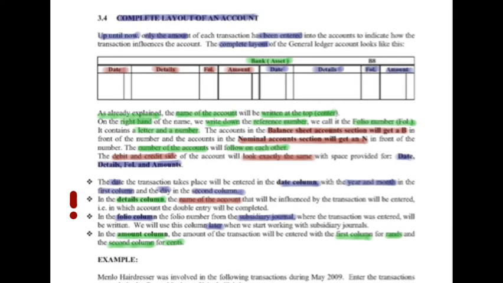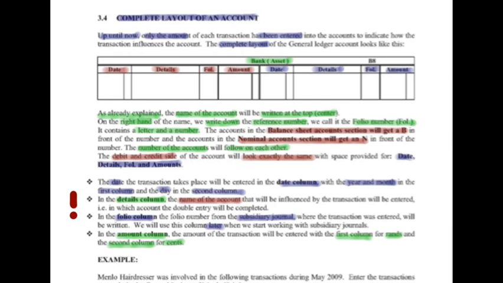So it just starts at 1 and goes in numerical order until you get to 8. Therefore, if it's a balance sheet account, it will start with a B. If it's a nominal account, it will start with an N. So the numbers of the accounts will follow on each other.